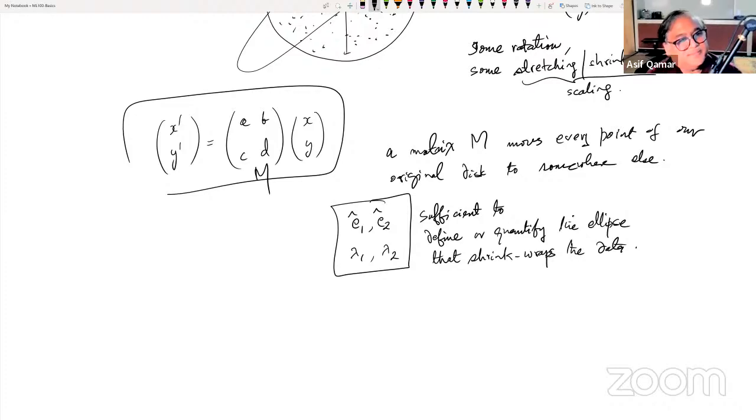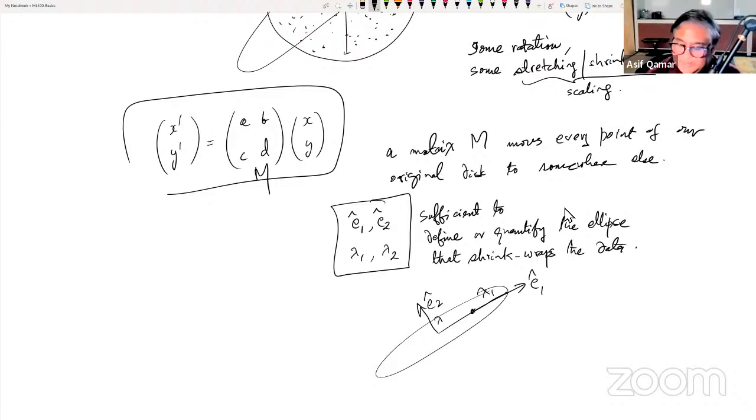That shrink wraps this data. Would you agree, guys? Because all I need to know in an ellipse is what is this axis, what is this axis, E2, and to what extent a point which was in the original disk has gotten stretched, lambda 1 and lambda 2. If I know these things, I will be able to draw the ellipse, essentially. So I'll pause here for a moment so you digest this fact. Convince yourself that it is true, and if not, let me know and I can try to explain it again.